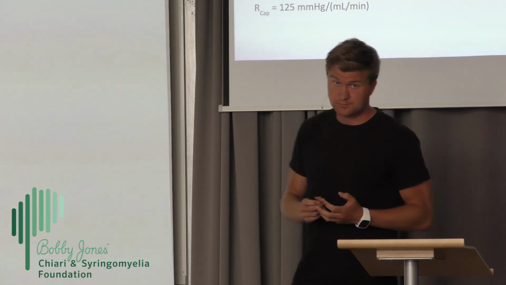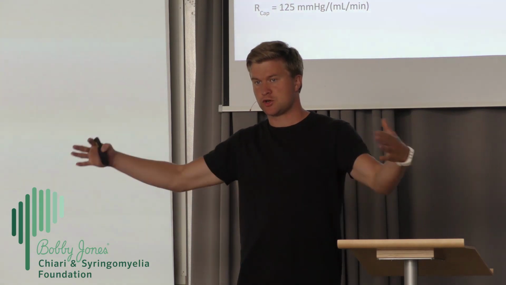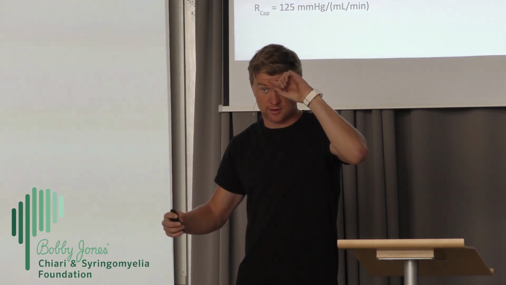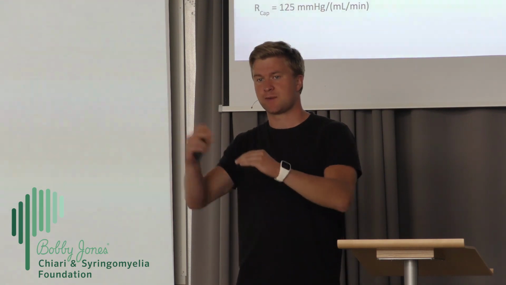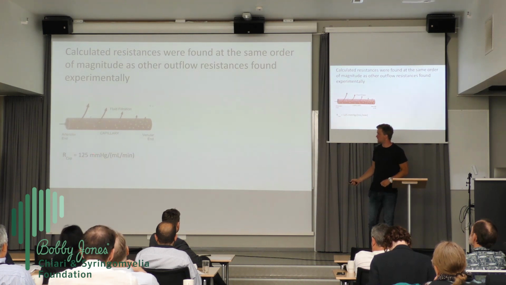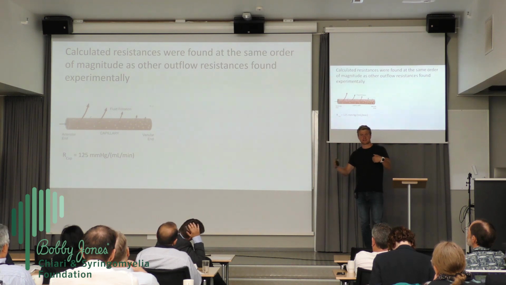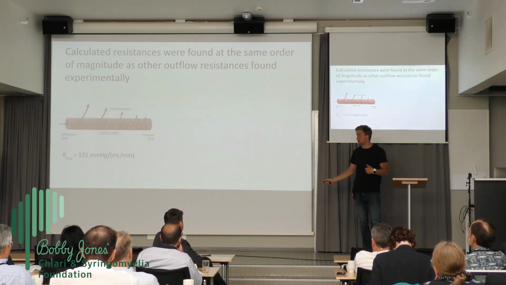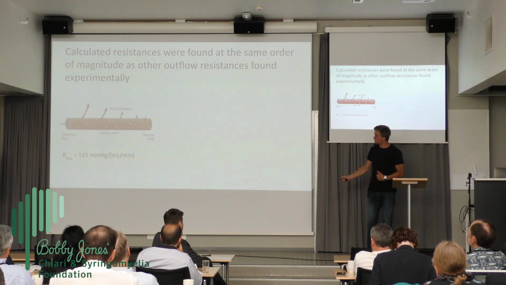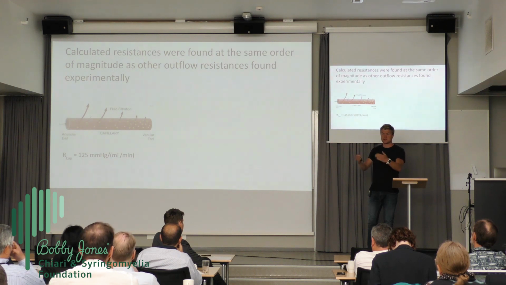And in addition, using the hydraulic resistance of the capillary wall and the huge surface area of the capillaries, we could calculate the resistance over the capillary wall. So we found that to be 125 millimeters mercury per milliliter per minute. Compared to the total resistance, it's about 10 times larger than the total resistance to outflow you see in patients. So it's quite a resistant membrane.